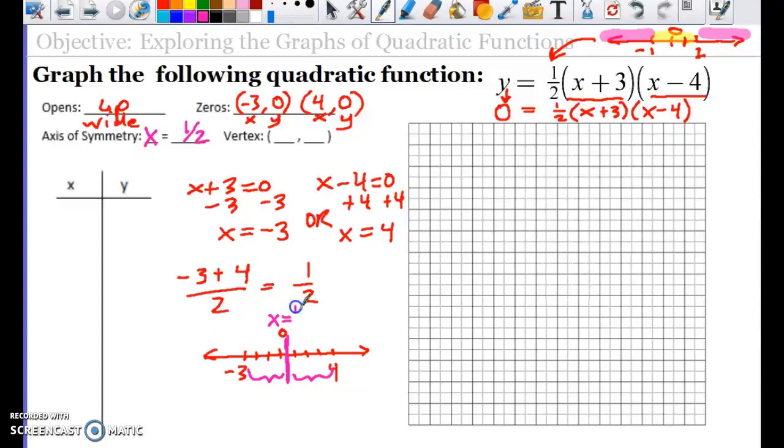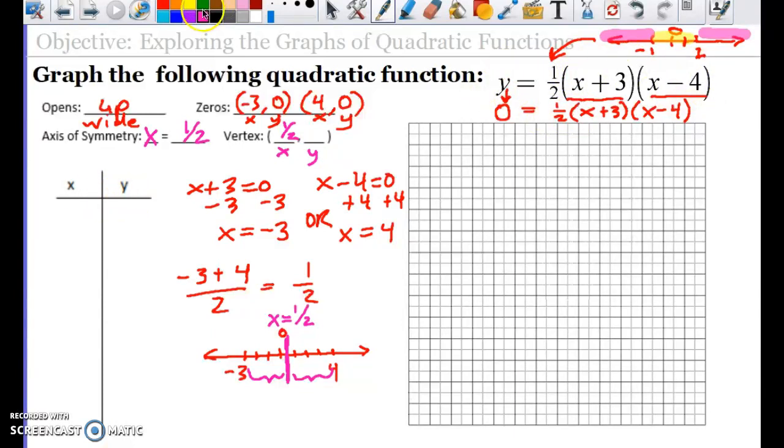X equals 1/2 would be that imaginary line that goes up and down. And from class today, you know that the axis of symmetry has to pass through the vertex. So the x value I got for the axis of symmetry, for finding the middle between my two zeros, has to be the x value of the vertex. How do I find the y value? To find the y value, I plug it into my equation that tells me what y is.